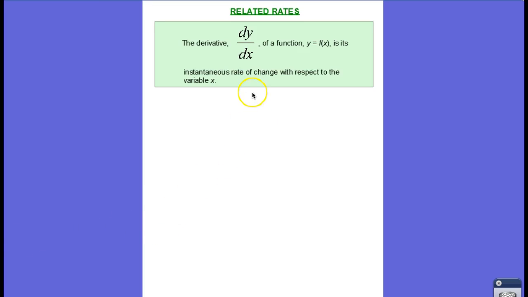The first thing that I want to talk about is the Leibniz notation itself. The derivative dy dx of a function, y equals f of x, is its instantaneous rate of change with respect to the variable x. So this, you may remember, is the IROC. It's the slope of the tangent line of a curve. But let's make it a little bit simpler than that.